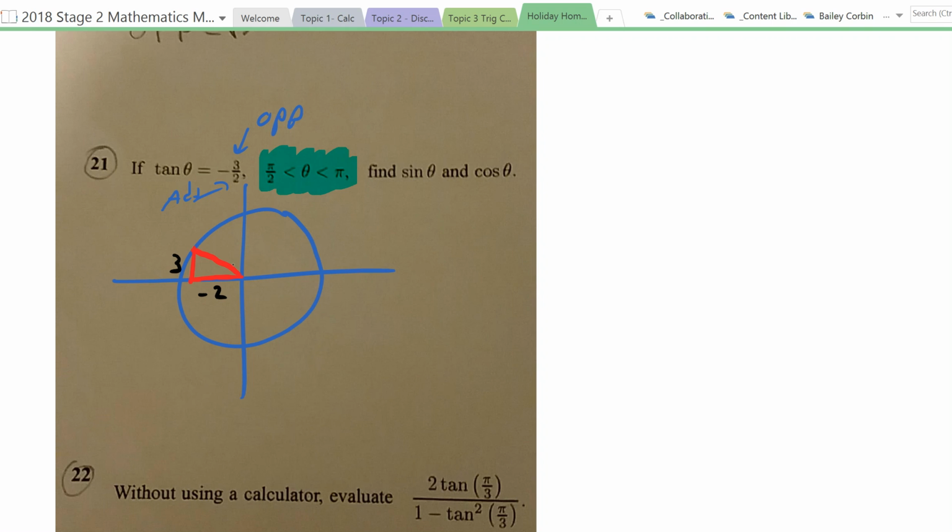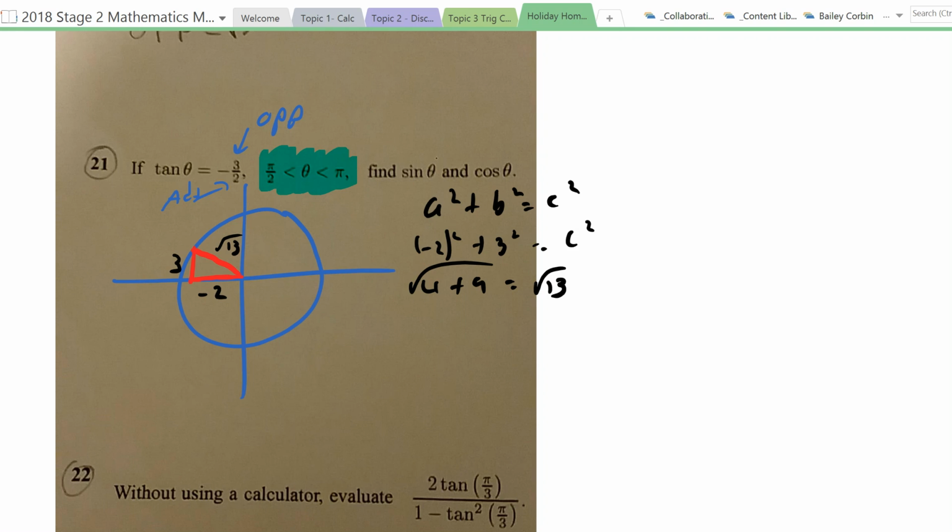Now, if we're thinking in terms of Pythagoras, then we want to find the hypotenuse, this length here. And the reason we want to find a hypotenuse is because both sine and cosine have something to do with that hypotenuse. We can use Pythag. So a squared plus b squared equals c squared. Minus 2 squared plus 3 squared equals c squared. 4 plus 9, well, square root of 4 plus 9 is root 13. So this side here is root 13.